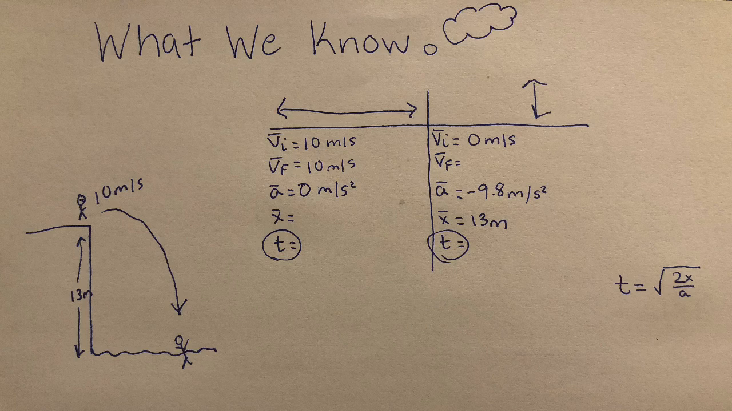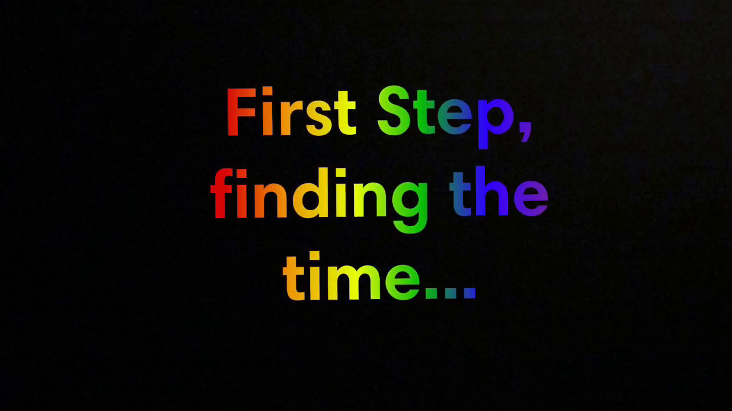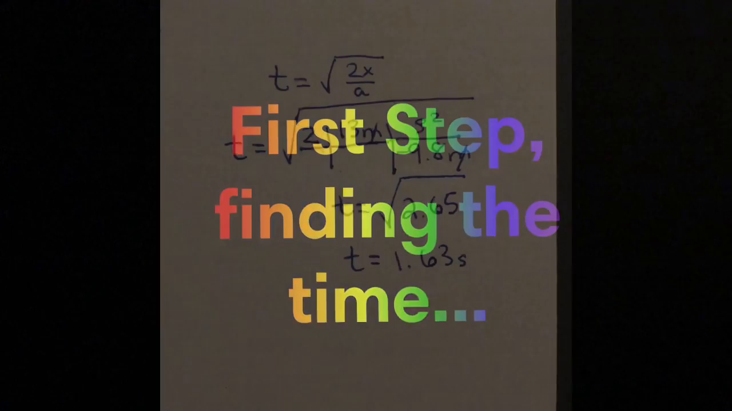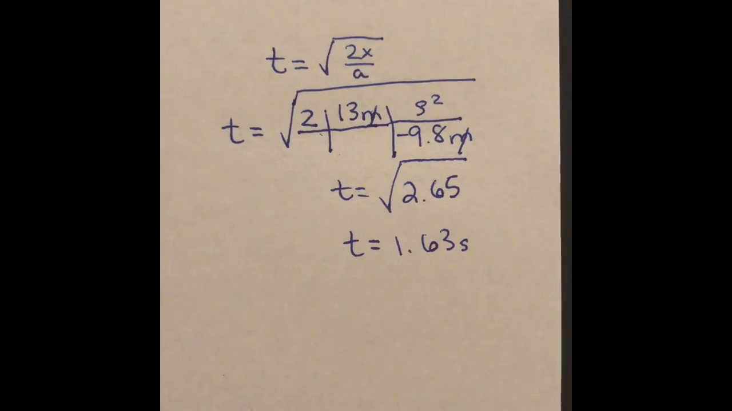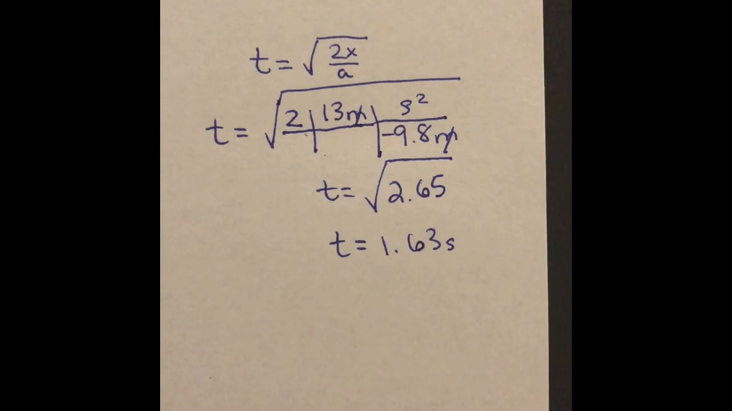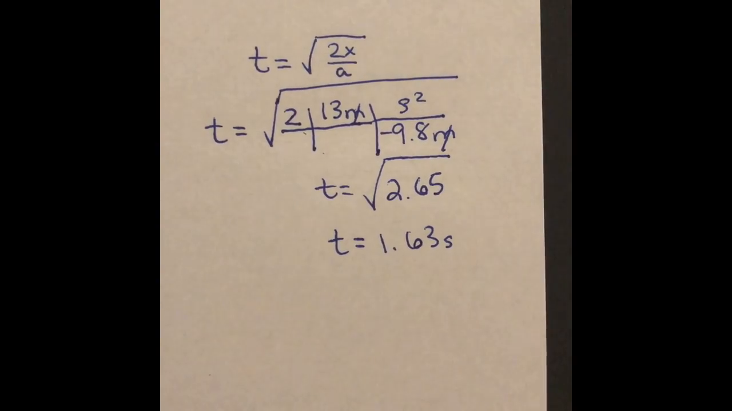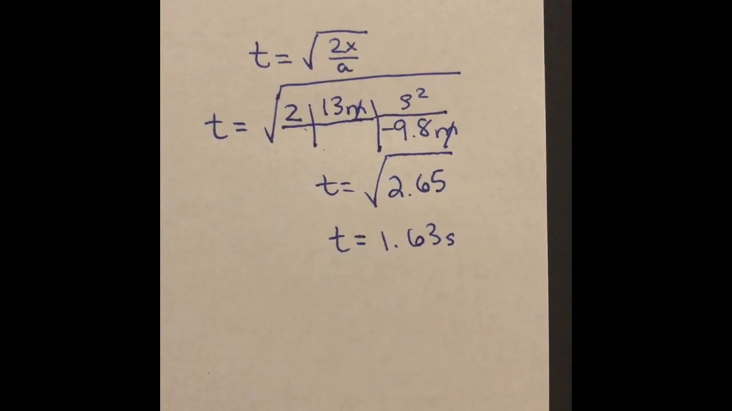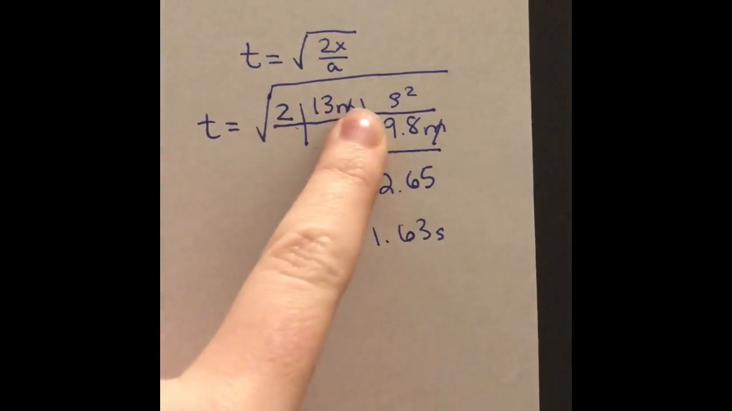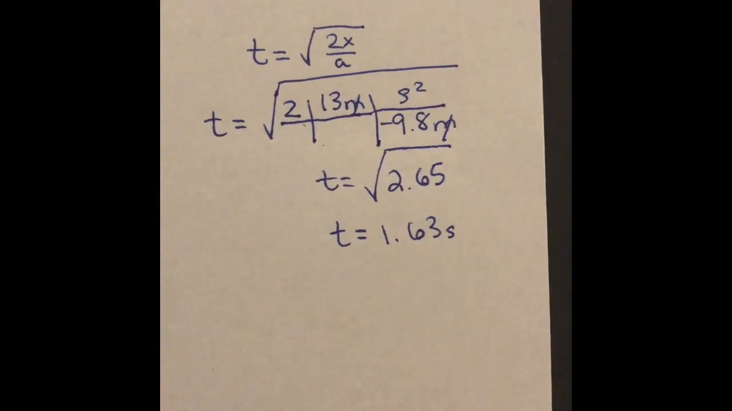Now, to start finding the time, if you look to the right, we want to use the equation t equals the square root of 2 displacement over acceleration. Now that we have our equation, we want to plug in the numbers for time. This will give us the root of 2 times 13 meters divided by the acceleration, which is negative 9.8 meters per second squared. Make sure you use unit analysis to make sure your units come out right.